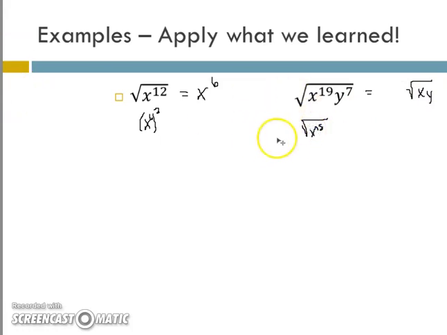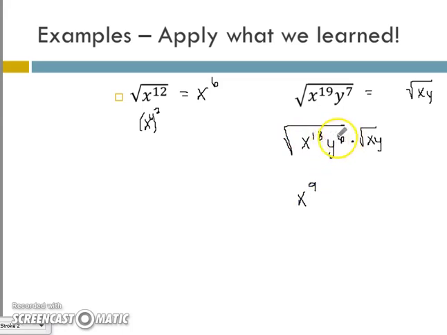Hang on, let me write that a little bit better. You would have the square root of x to the 18th times y to the 6th, and then we're multiplying that times the square root of xy for the two remaining ones that aren't perfect squares. And then this would simplify to the square root of x to the 18th, since it's a perfect square. The opposite of that then is x to the 9th. Y to the 6th, even perfect square, half of that, so y to the 3rd. And then you would still have this xy left over inside your radical sign. So this would be how it simplifies.